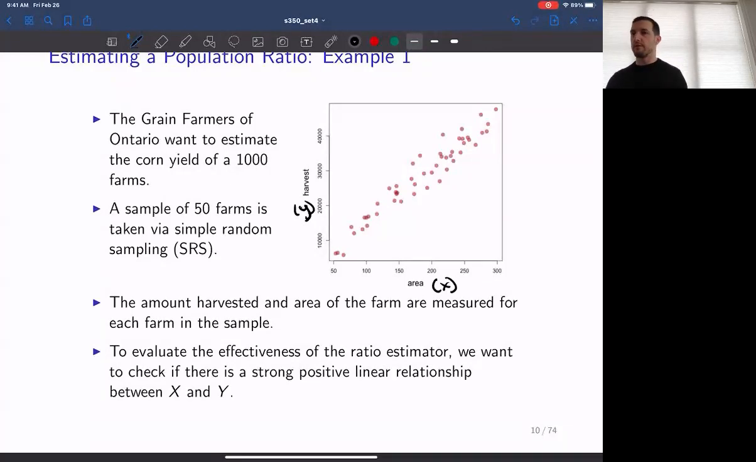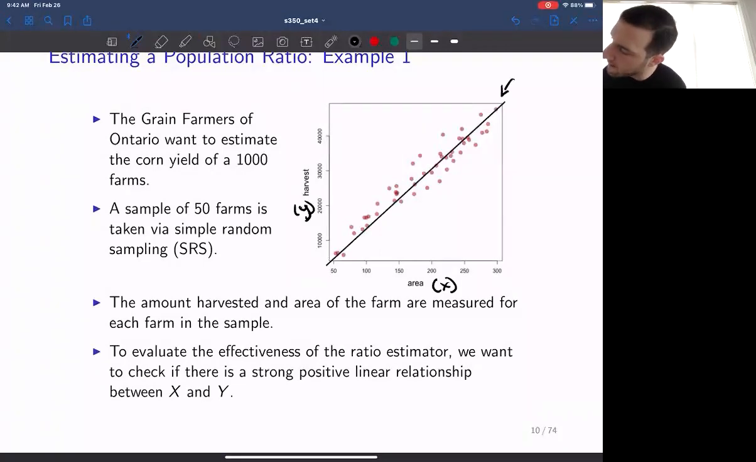So in this case, we're just using the most naive approximation. We're looking at the graph. If we put a straight line through the middle of this, we can see here that the data appears to be positively linearly correlated.